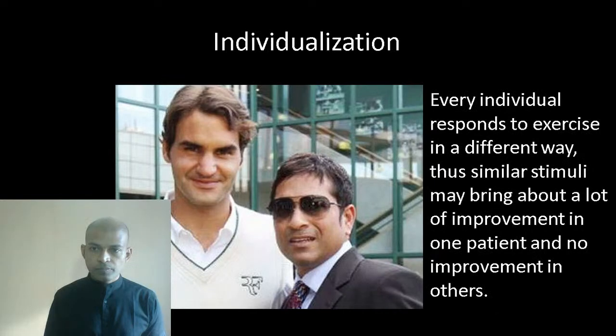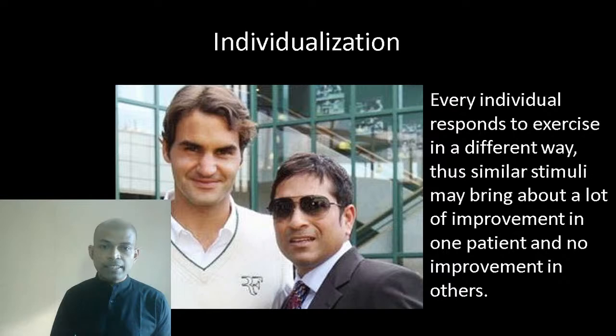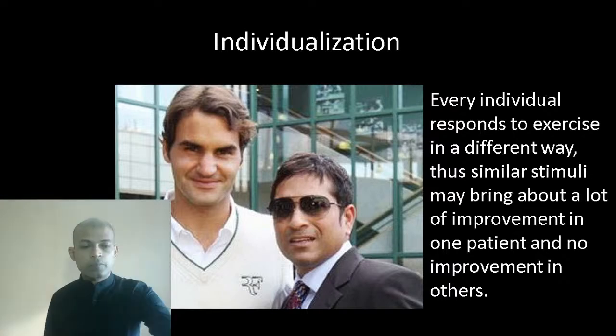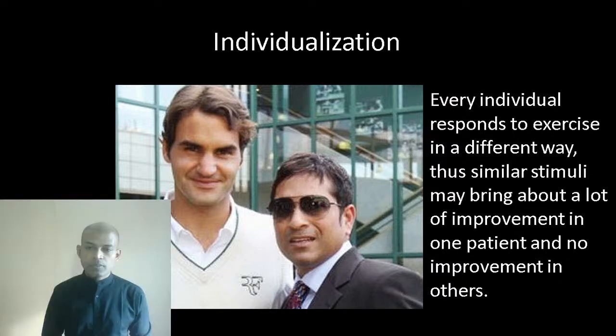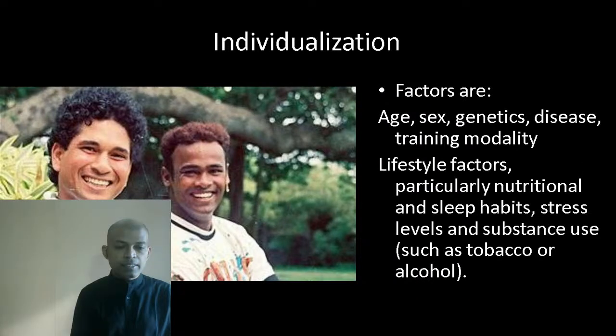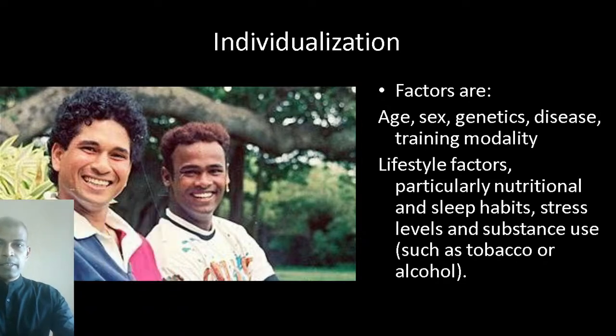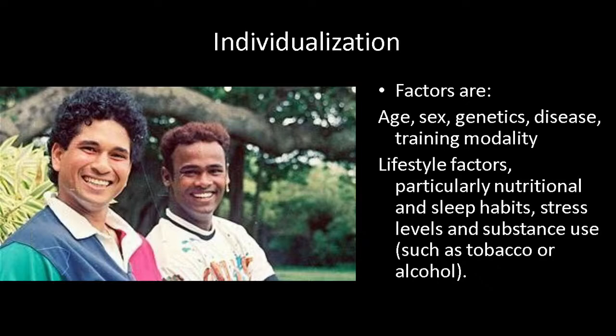Individualization. Every individual is different, and their need from the exercise is also different, and how their body responds to similar stimulus is also different. The inter-individual variability depends on a lot of stuff, such as age, gender, the genetic constitution, if there is any disease, what kind of training modality the person is using, lifestyle factors, especially the nutritional and sleep habits, stress levels and substance use. And that's why I have put this picture of two childhood friends, Vinod Kambli and Sachin Tendulkar.